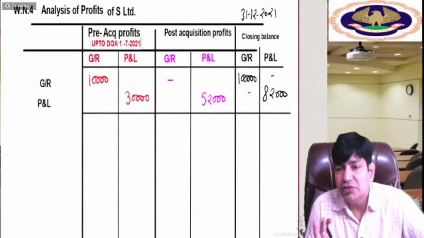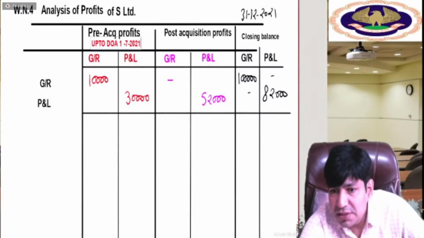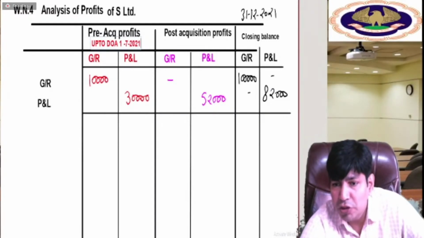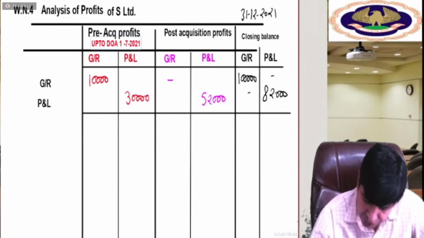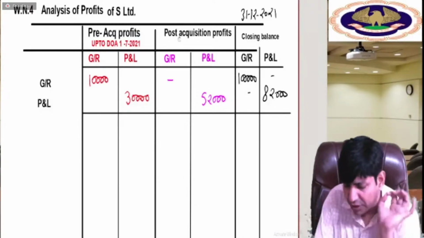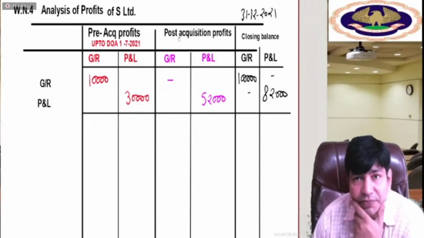So from 52,000, we have to shift from here. Sir, this chapter is important. From which perspective? More theory or more practical? More practical, of course. But without the theoretical knowledge, you cannot do questions here.